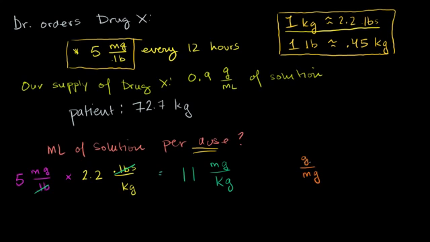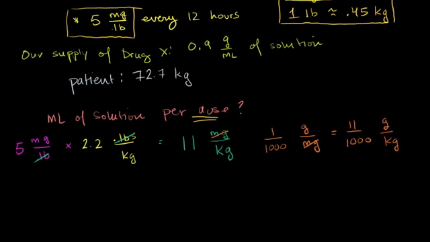So how many grams are there per milligram? And you can just think it through. There's 1 gram per 1,000 milligrams, or 1,000 milligrams per gram. And you just multiply it out. So the milligrams cancel with the milligrams, and we get 11 over 1,000 grams per kilogram. So now we have everything in terms of grams, but we want it in terms of milliliters. The question is, how many milliliters of solution per dose?